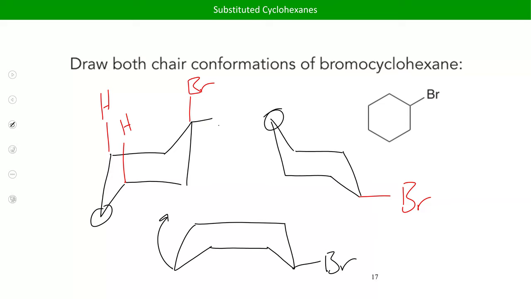Or if we had two bromines, those are the same in terms of energy because one's axial and one's equatorial. But if you only have the one bromine, you're going to favor the conformer that allows you to put the largest substituent in the equatorial position.